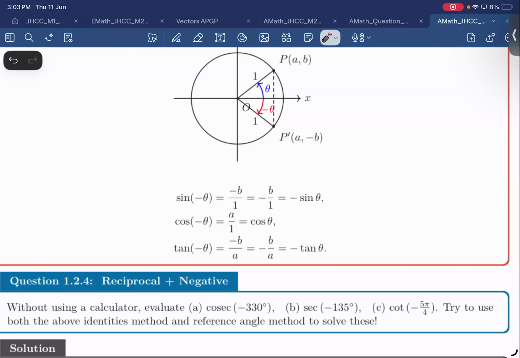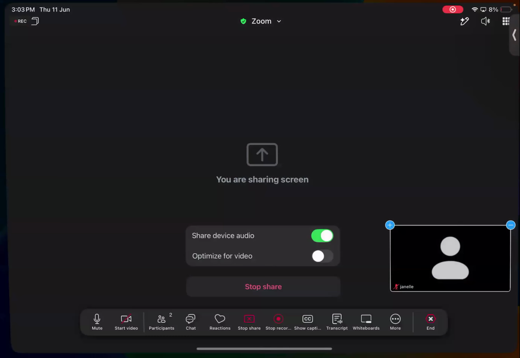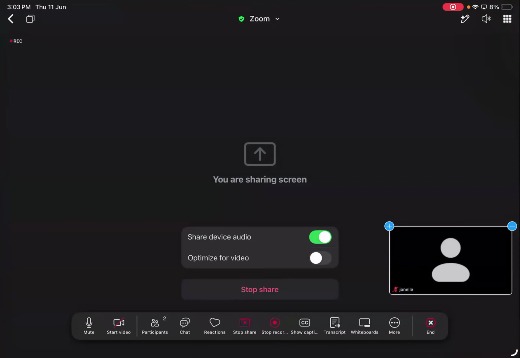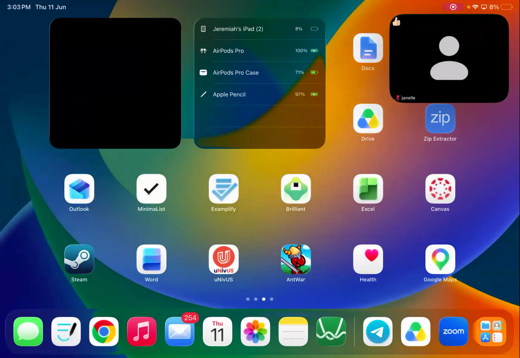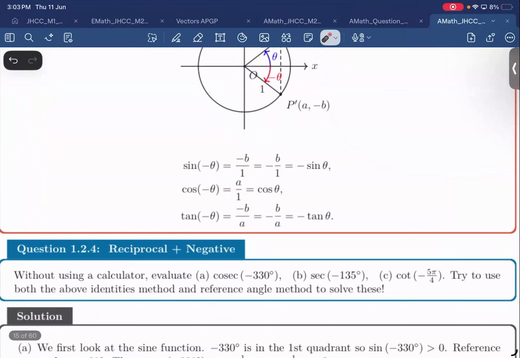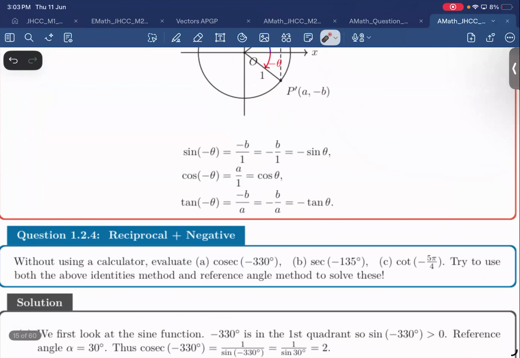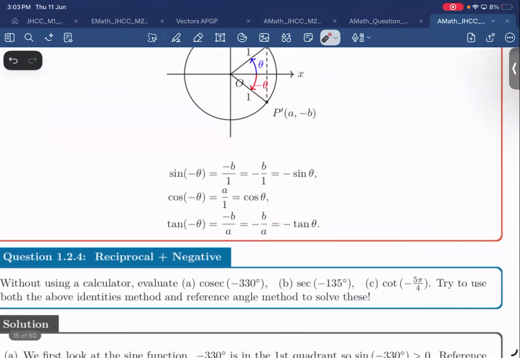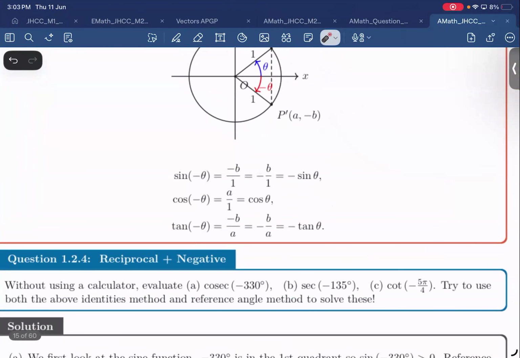Okay, we're now done. Of course these are not very simple questions. If it's more or less simple, then I'll tell you that. But this one it's not. It's pretty tough. So we have two methods to solve this, the reference angle method or the identities method. Perhaps for the first one, we will try using just the reference angle.